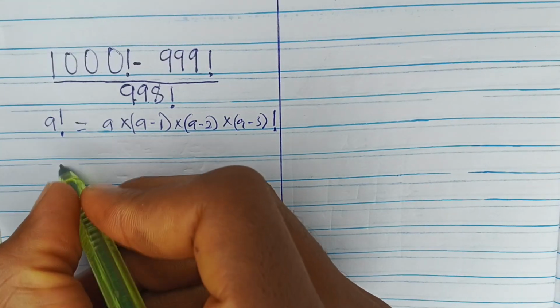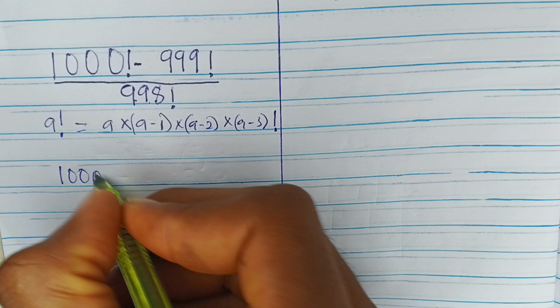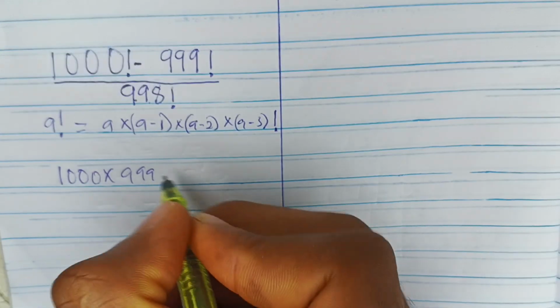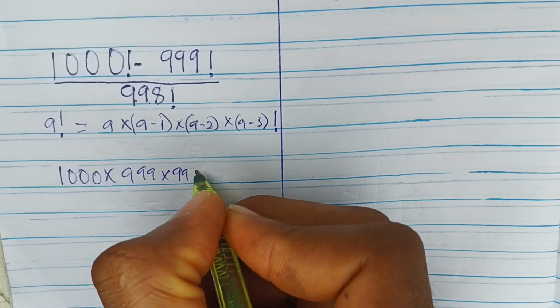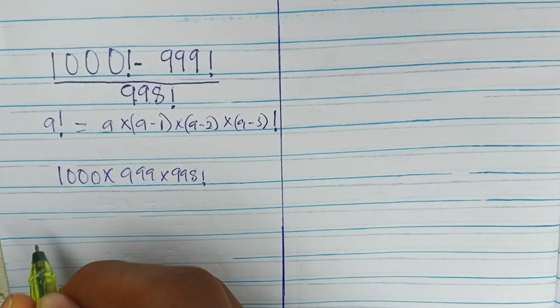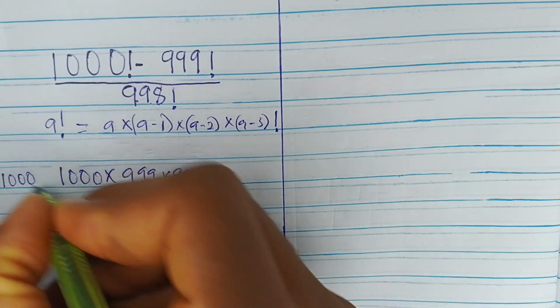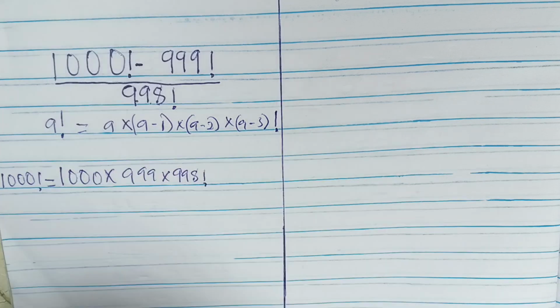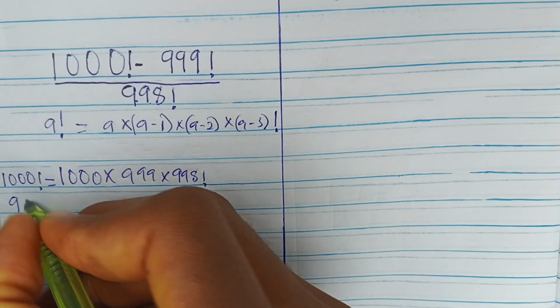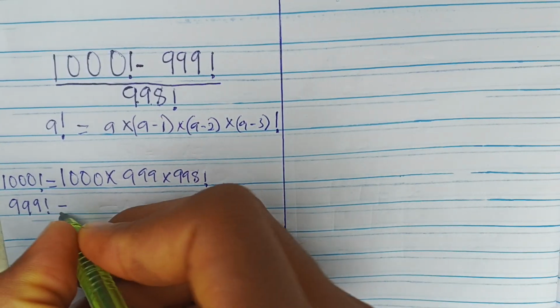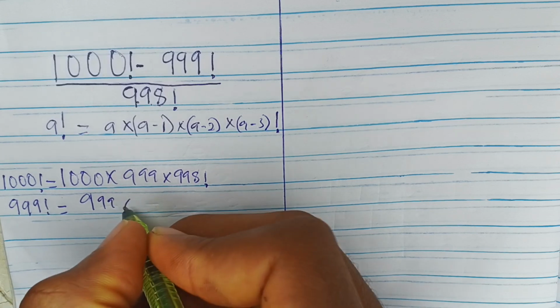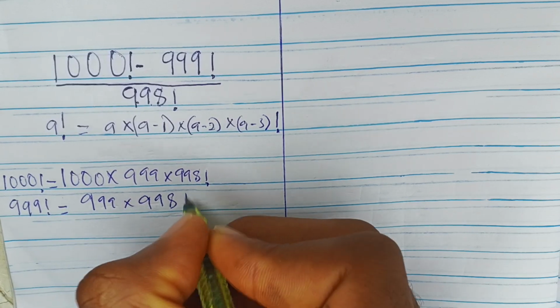1000 factorial can be written as 1000 times 999 times 998 factorial. Okay? So this is 1000 factorial. Now 999 factorial can be expressed as 999 times 998 factorial.